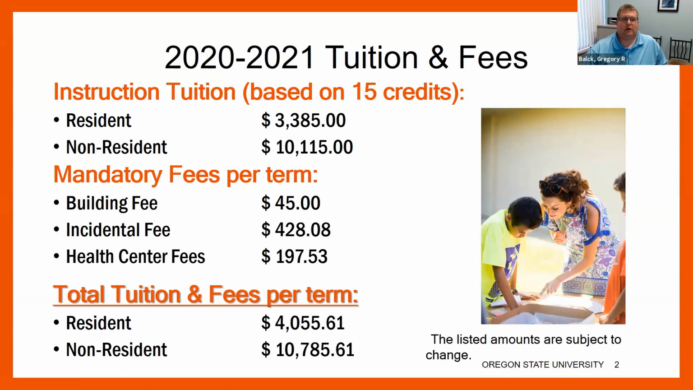So in front of you, this is a list of the 2020-2021 tuition and fees based on 15 credits for residents and non-residents. It also shows the mandatory fees per term and what the total tuition and fees would be per term for residents and non-residents.